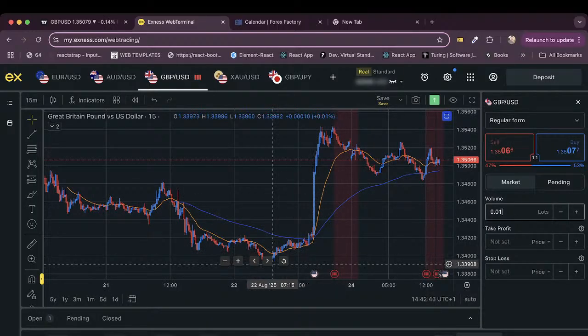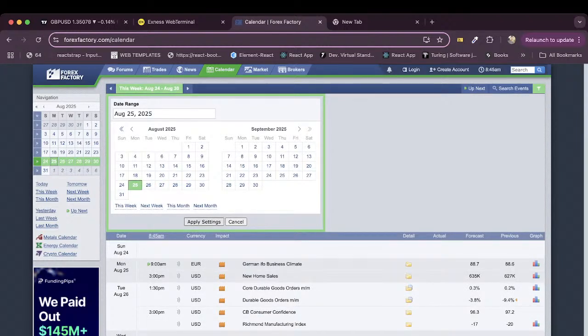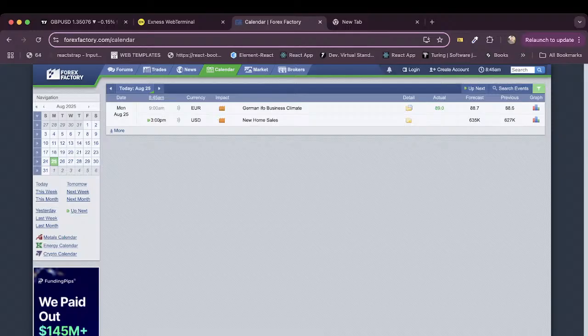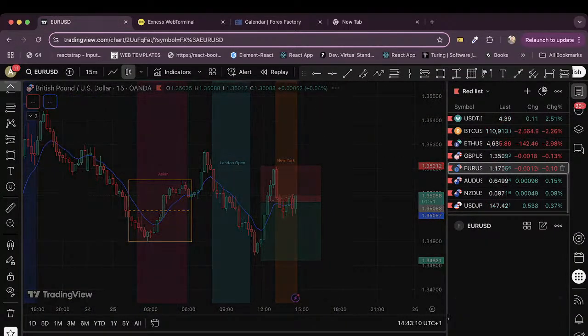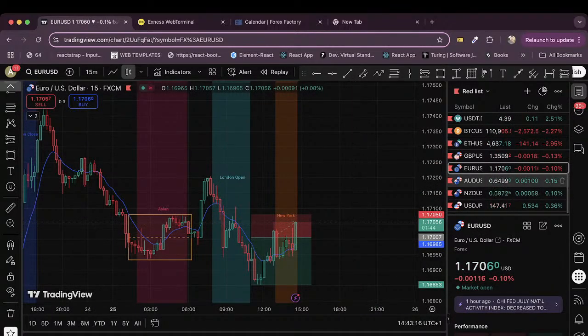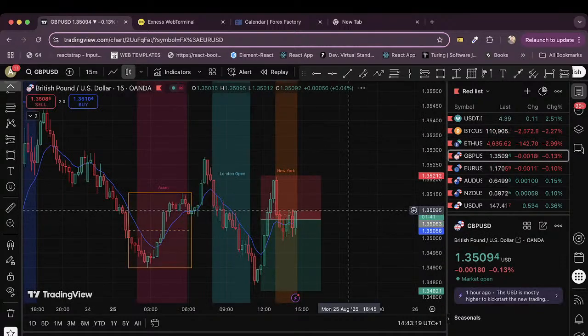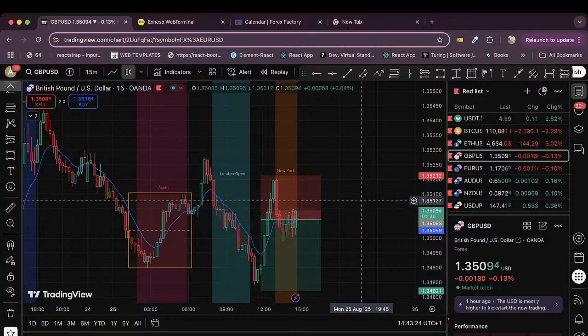And mind you, there is news around the corner. If you come here and we click on today and apply the settings, we have news around 3 o'clock on USD. They call it the new home sale. We'll see how that impacts the market. Euro USD should be flying by now. It's going to stop us out anytime soon from what I'm seeing here. On the other hand, British pound is also having some retracements coming up.